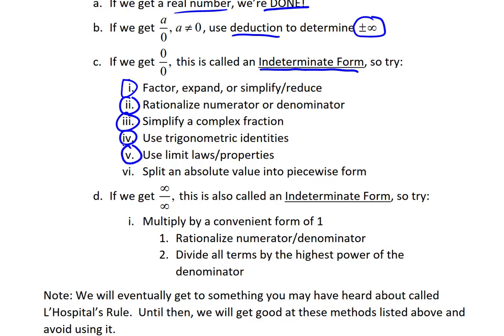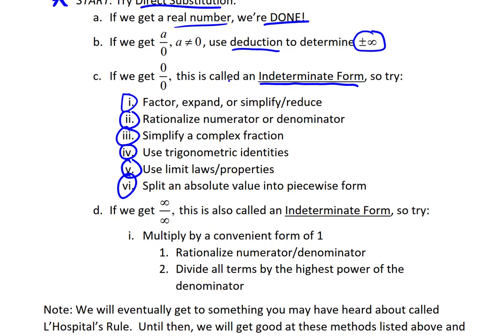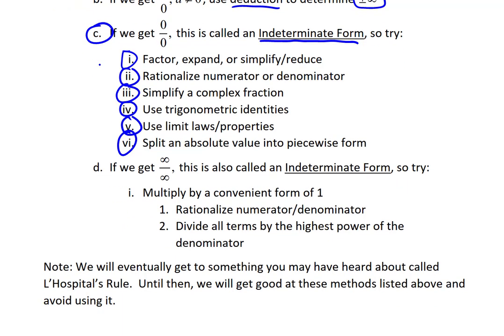Or we may need to use the limit laws or properties we've already stated in this context of limits. Or we may need to split an absolute value into a piecewise form. And again, we've seen all these things happening so far. So that's the case of getting 0 over 0. That's one indeterminate form. But it's also possible that we might get infinity over infinity. And this is also called an indeterminate form. It's just a different kind.